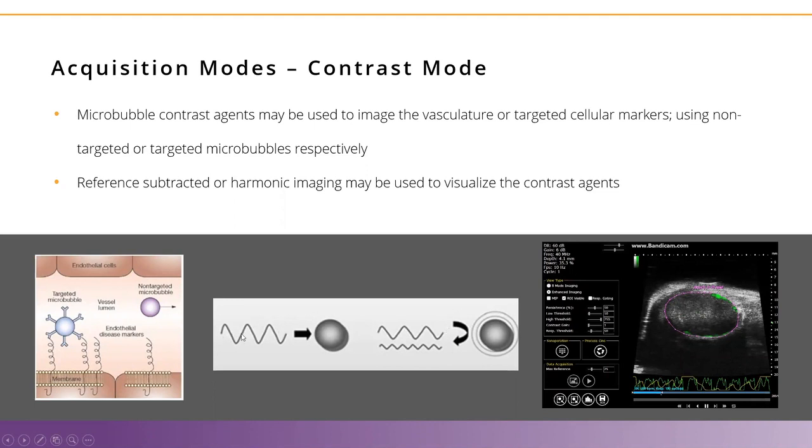So if we transmit at 20 megahertz, for example, then we get 20 megahertz back, which is what's used for reference subtraction, but we also get 40 megahertz back. And if we listen only for the 40 megahertz signal, then we're listening specifically for the contrast agent signal to come back. This is a technique which is available on the Prospect T1 using the 20 megahertz probe. I'll show another example of this later on as well.